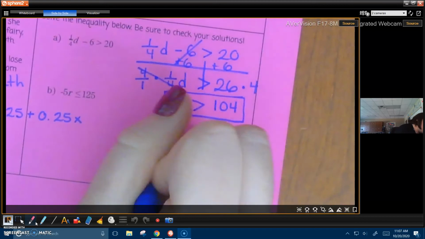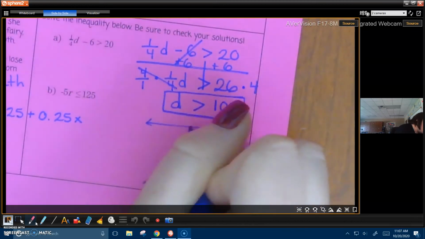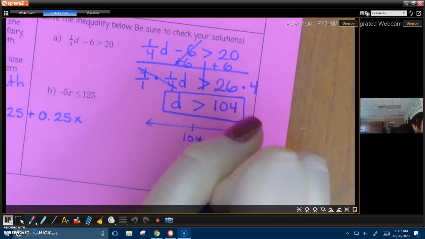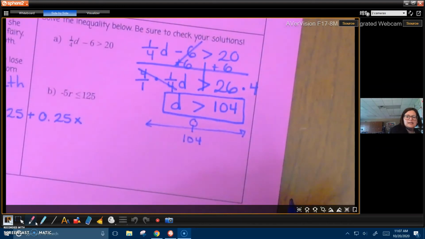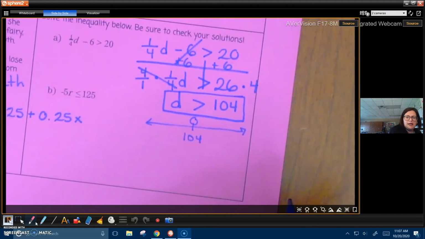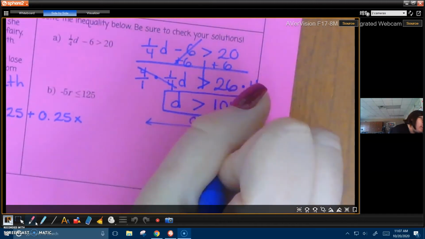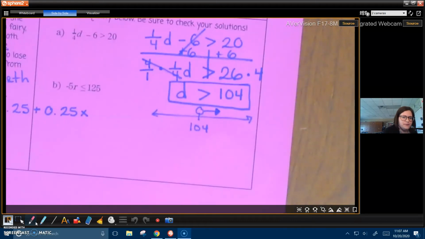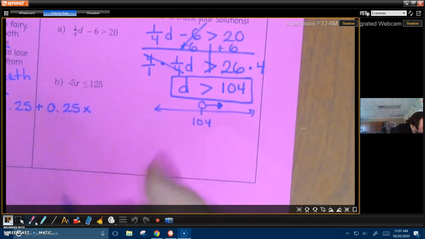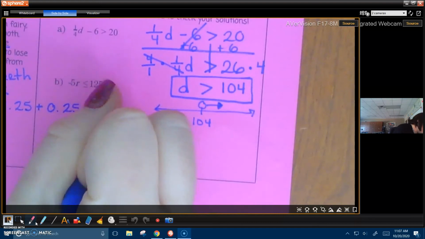We can then graph this on a number line, because remember, inequalities have more than one solution. So it's going to be an open circle, meaning that D has to be greater than 104. It cannot be equal to. And then I'm going to draw my arrow to the right, showing all the numbers greater than 104. All right, the last one I'm going to go ahead and solve down here.